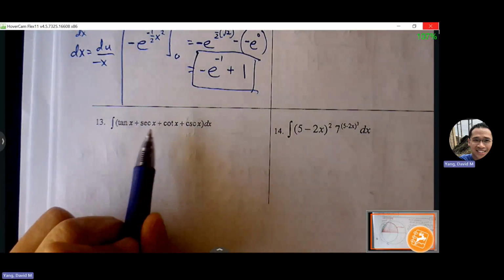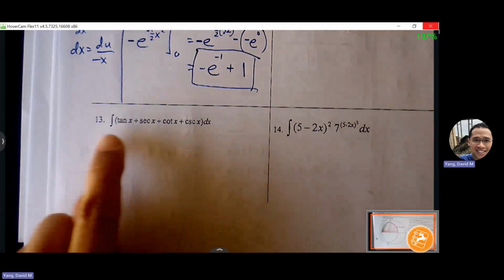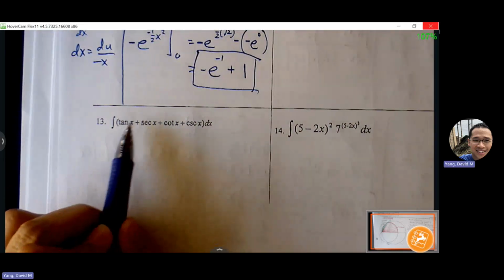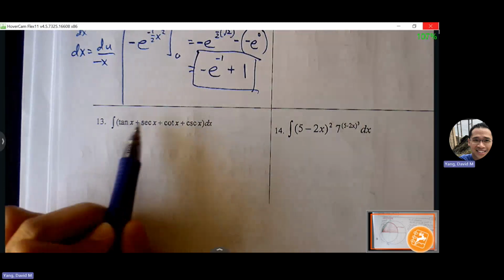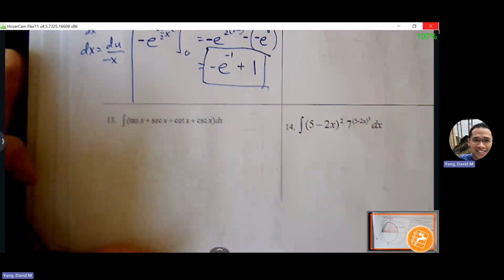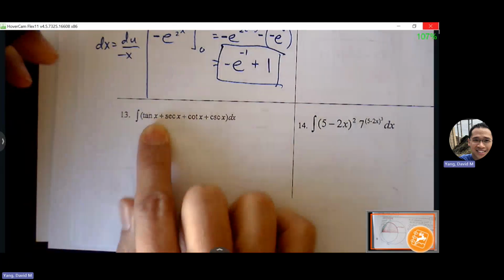Number 13: tangent x plus secant x plus cotangent x plus cosecant x. Are these all separated? Yes. So they're not connected, we don't have to go through u substitution for these, right? These are 4 separate problems. So we just have to identify the integral rule for each of these. Yeah, that's right. So this is just practice of the new rules that we learned, right? So let's see if we can recall.